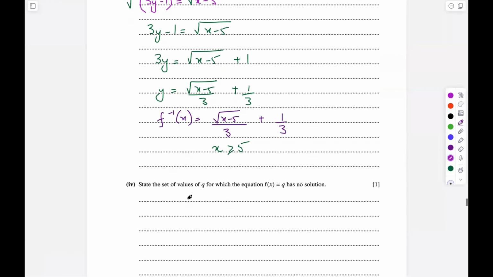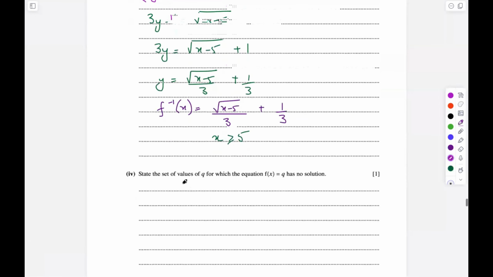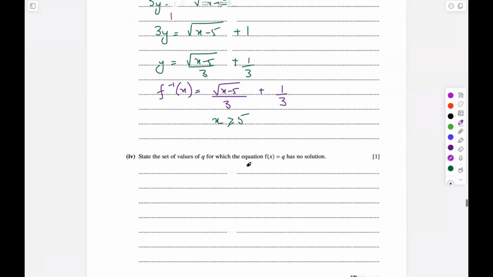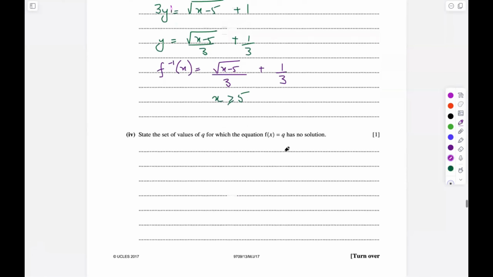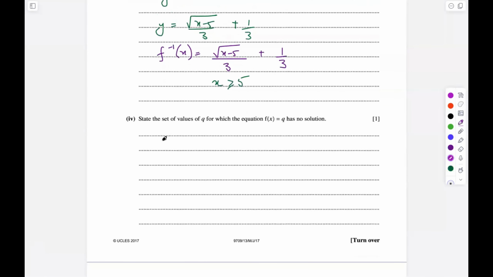In part 4, it says state the values of q for which f of x equals q has no solutions. Now we know that f of x was (3x minus 1) whole squared plus 5, and that is equal to q. We have to find the values of q for which it has no solutions. Now this quadratic function f of x has a turning point at 1 upon 3 and 5.